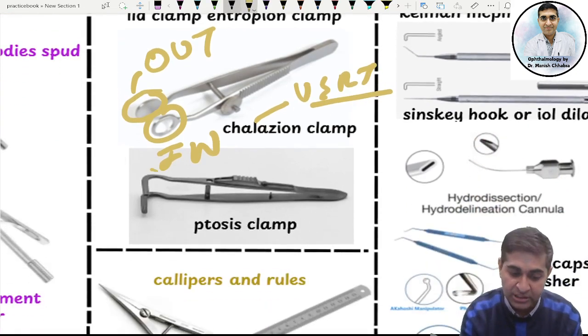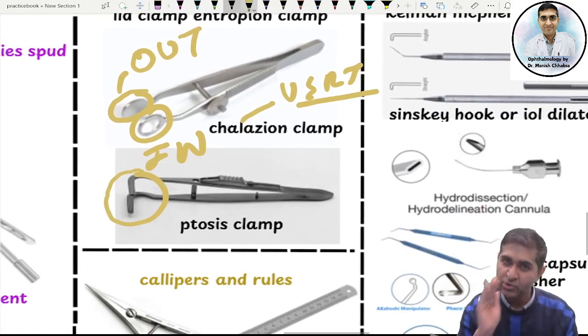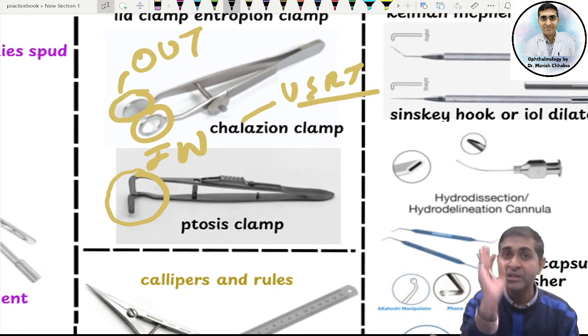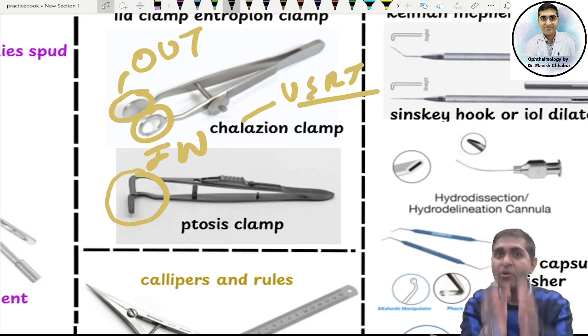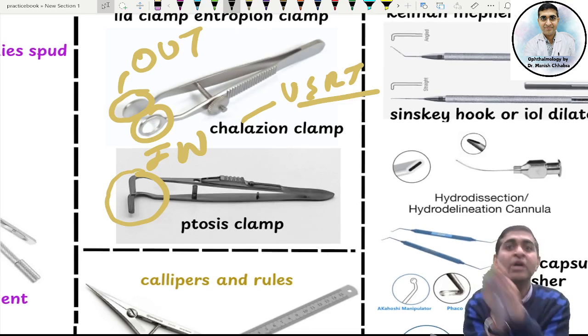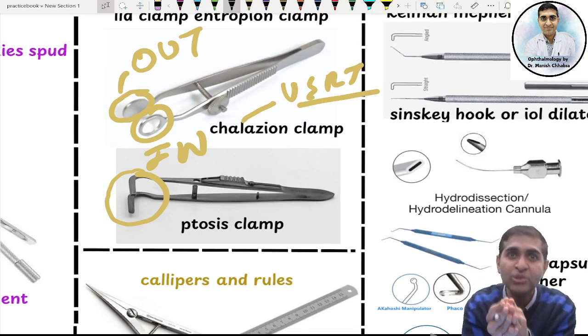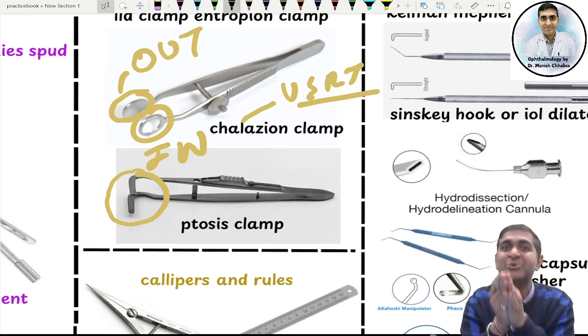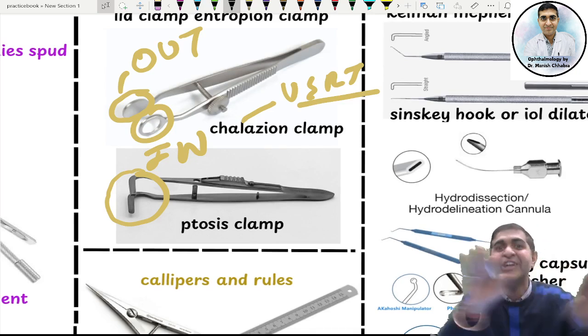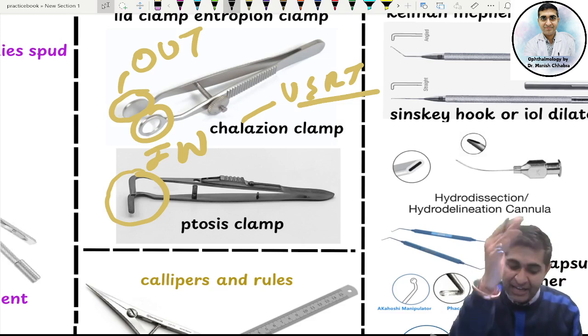Ptosis clamp, you can see that these are two pointed ends. So just remember the shape of the instrument, it will help you. The name is ptosis clamp, and of course ptosis clamp is used for performing ptosis surgery, not for chalazion, not for entropion or ectropion. The name is self-suggestive.